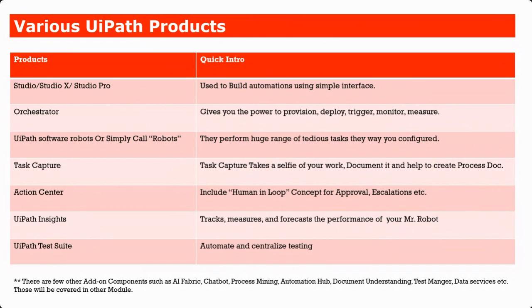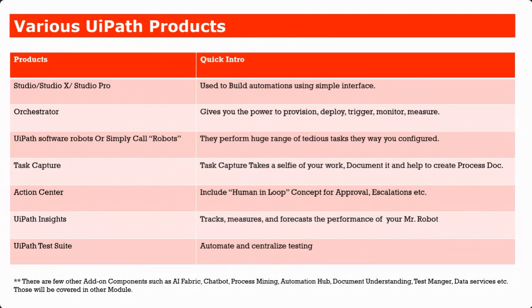The first thing we're going to talk about is Task Capture. Task Capture is used in the requirement gathering phase. So for example, if you are working as a business analyst for RPA, you need to capture the process so that you can automate it. Task Capture is a tool that takes the selfie of your work. Basically, it records every keystroke or every click of a button that you do on your system so that you can document it and create a process design document so that the RPA developer can design a bot for you. So Task Capture is a tool which takes care of the selfie of your process.